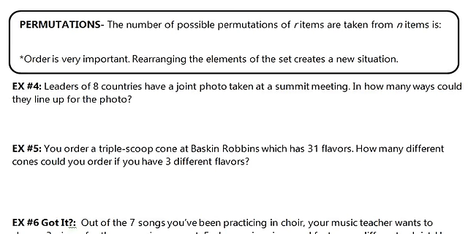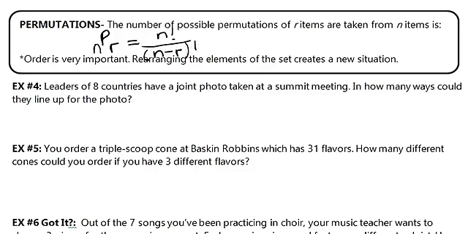The number of possible permutations of r items taken from n items is called a permutation. Order is very important, and rearrangement of the elements will create a new set or a new situation. In a permutation, no item is used more than once, and order makes a significant difference. We have a notation called nPr, which reads the number of permutations of n things taken r at a time. This is defined by n factorial divided by n minus r factorial.